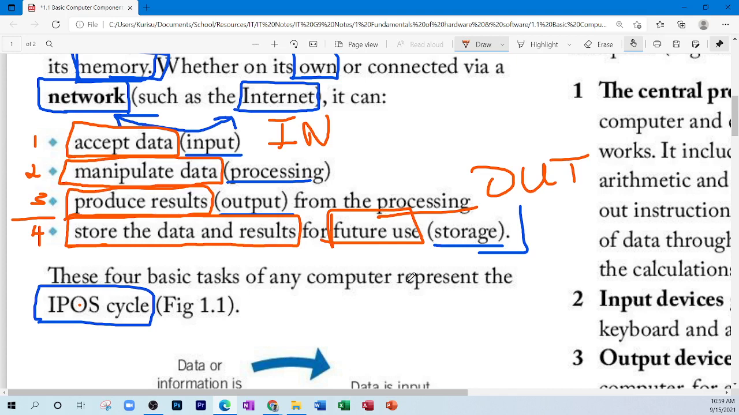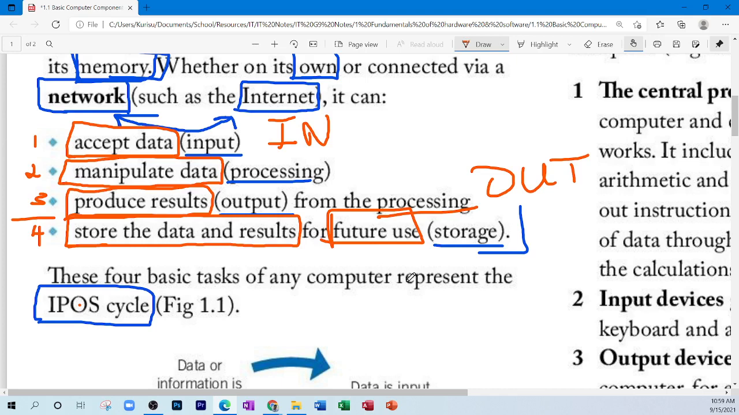Are you guys following? Yes, sir. Yes, sir. Yes, sir. Any questions on the cycle? No, sir. All right.